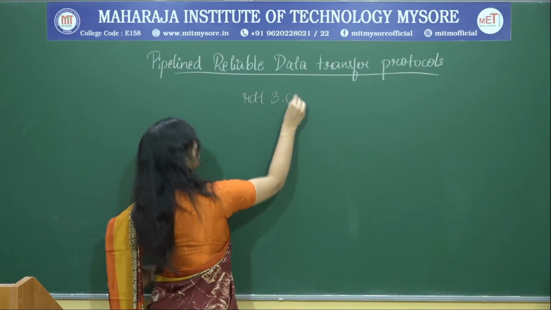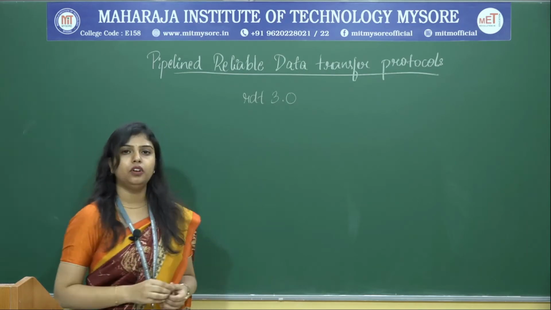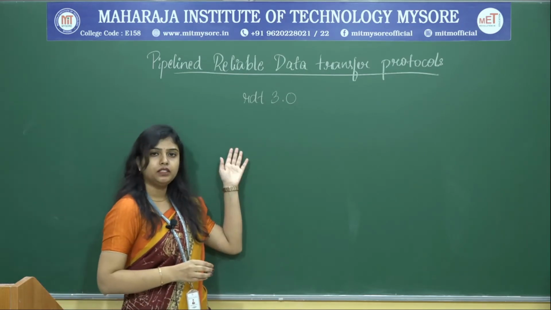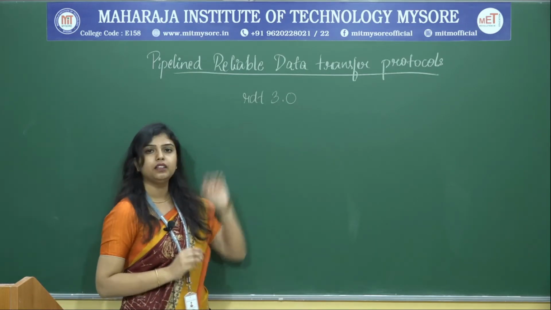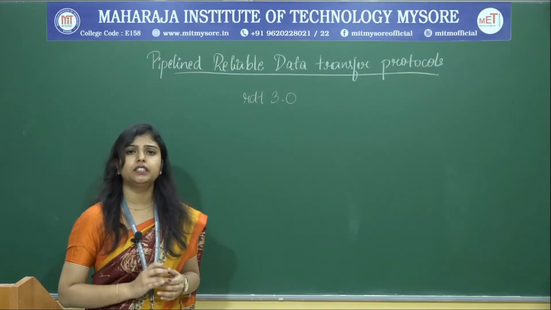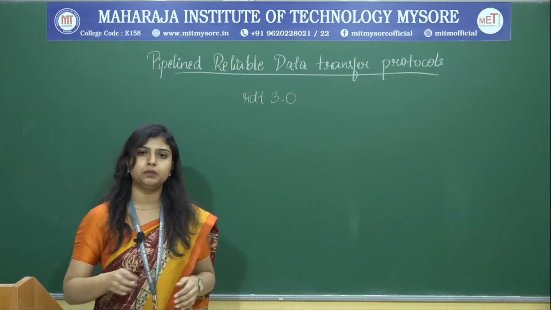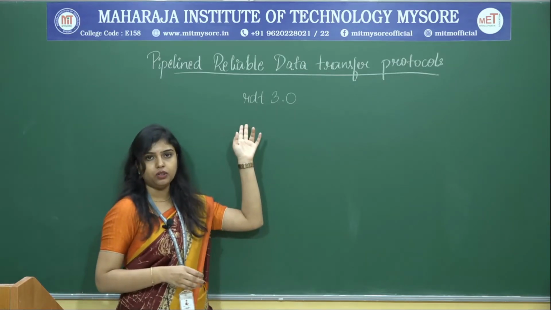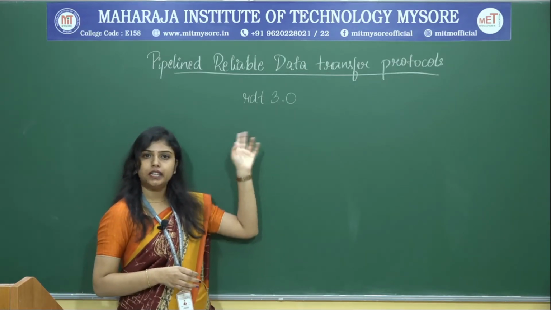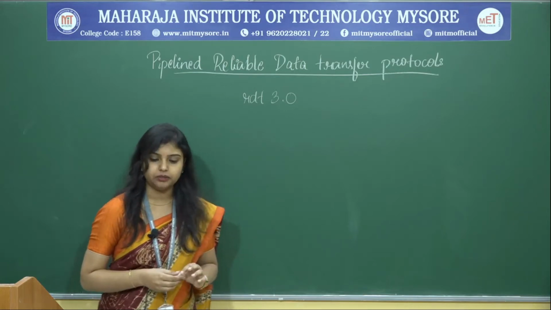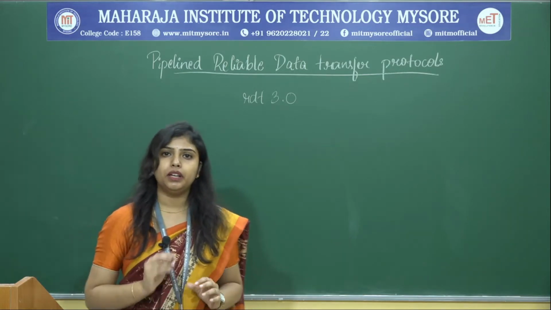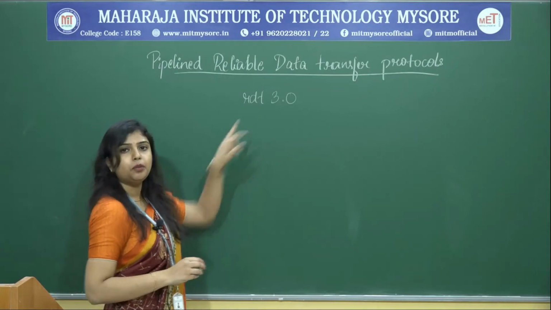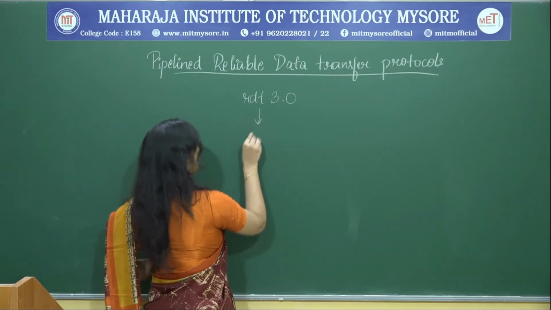RDT 3.0 supported all kinds of scenarios. It handled detecting errors: if packets get corrupted while transmitting, that was detected and recovered. If a packet gets lost, that case was also addressed. But this RDT 3.0 is a stop and wait protocol.